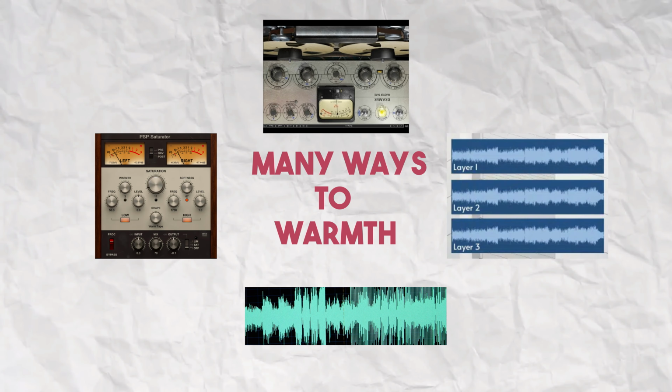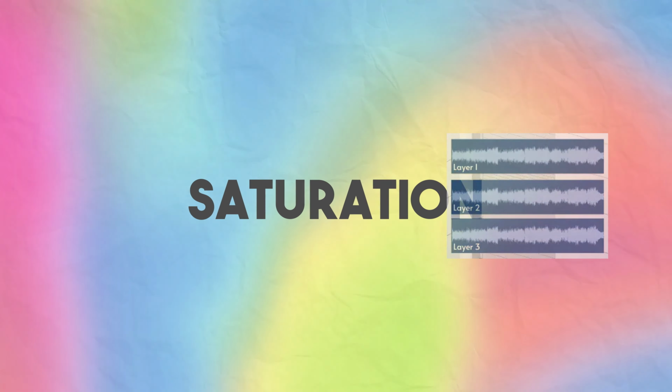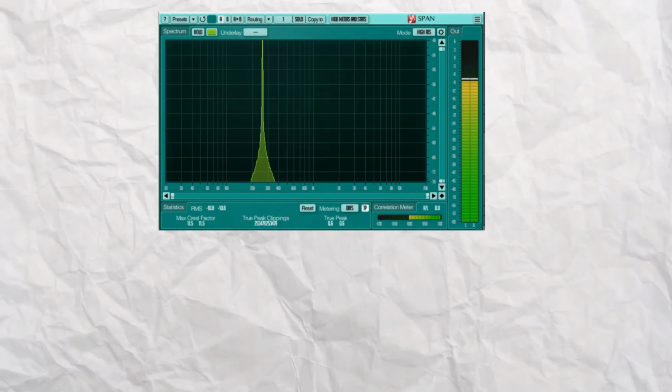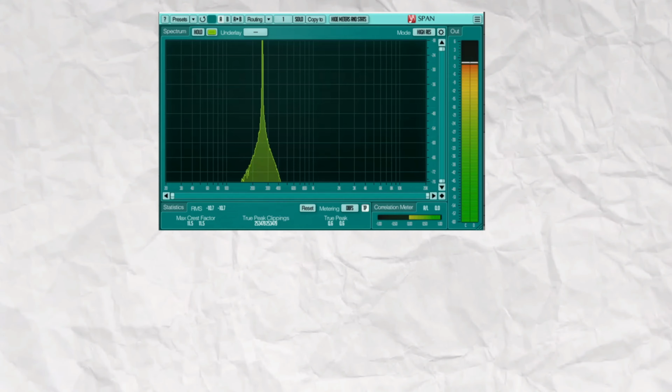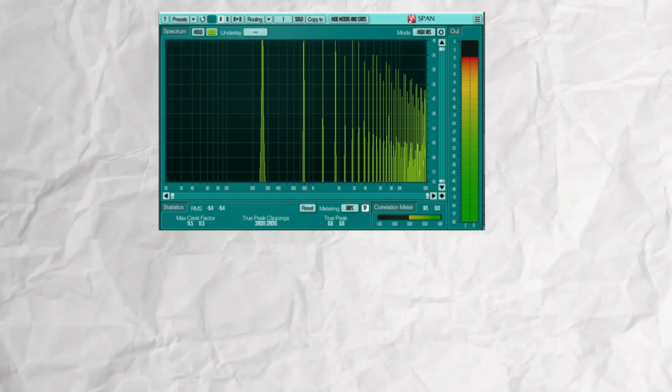There are many ways of adding warmth to a track, but today we are only going to talk about one of many, and that is saturation. Saturation basically means adding harmonic frequencies to your music. So what does that mean? That means if you played a note at any frequency, saturation would apply additional frequencies above that note, and it does the same thing below the original note.